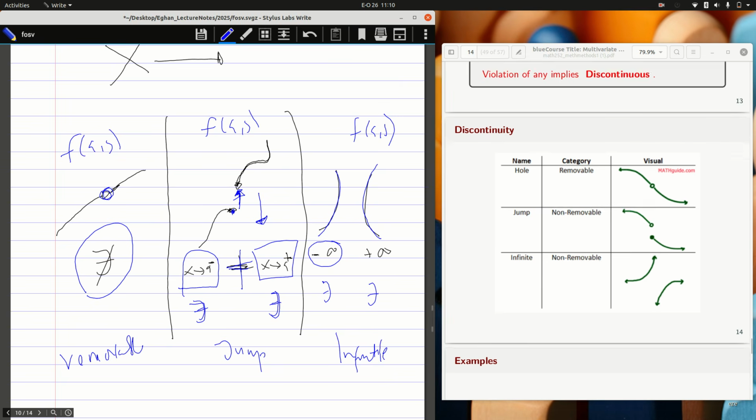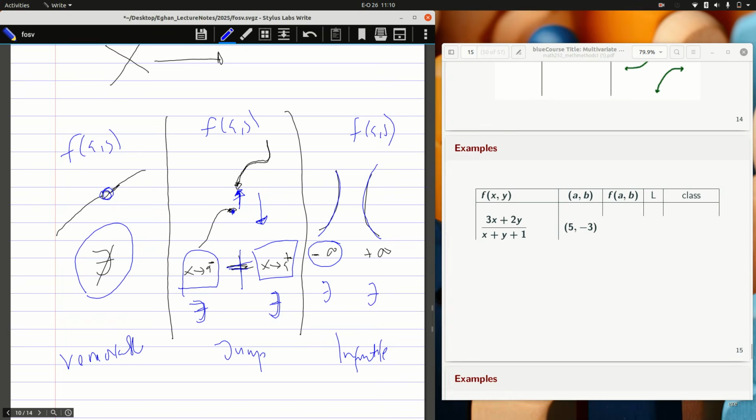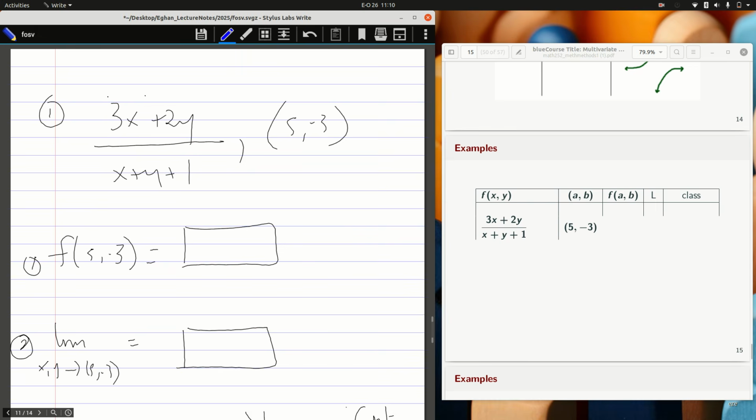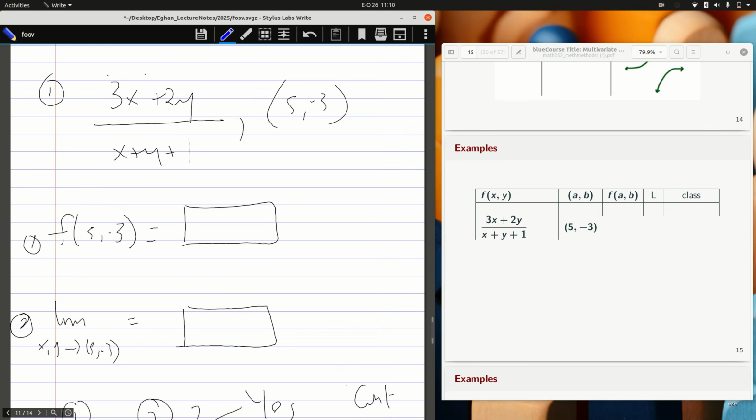These are very simple examples. Example 1: you are given a function, you are given a point (5, -3), and you have to classify this function. First, you must check if the function is well defined at the given point. That's the domain of the function. So what is the domain here? I just have to check that x + y + 1 is not equal to 0, or in other words, x + y is not equal to -1.